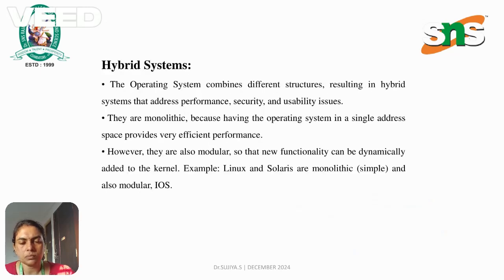One more structure is the hybrid system. By the word, a combination of different structures results in what is called a hybrid system. It addresses performance, security, and usability issues. Hybrid systems are monolithic, because having the operating system in a single address space provides very efficient performance. However, they are also modular, so that new functionality can be dynamically added to the kernel. Examples are Linux and Solaris, which are monolithic and modular, and can be considered hybrid systems.